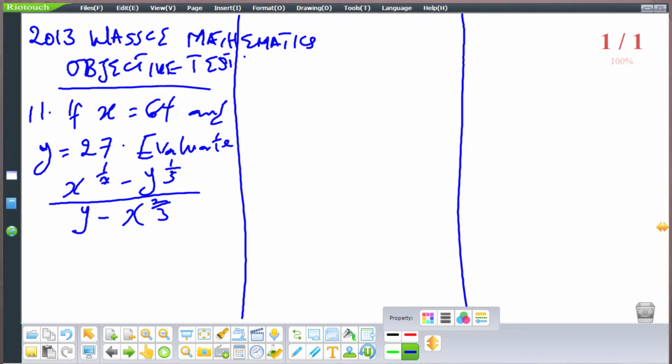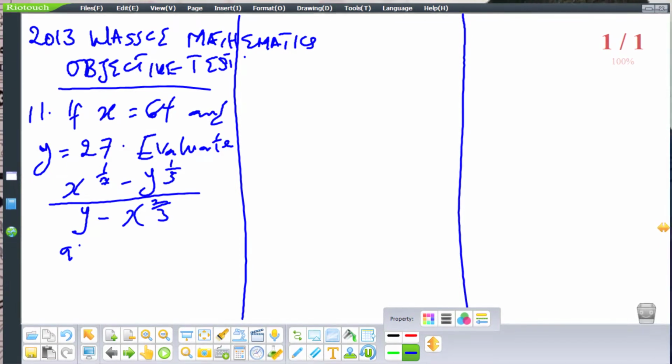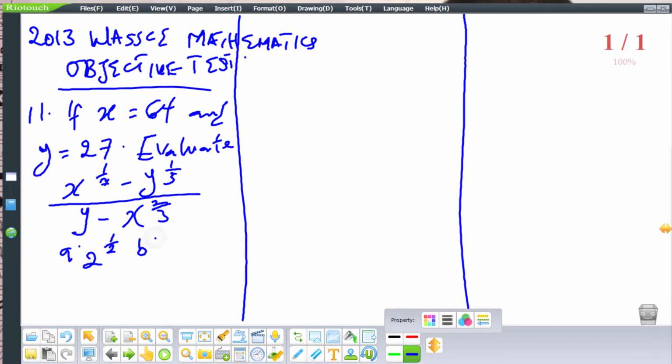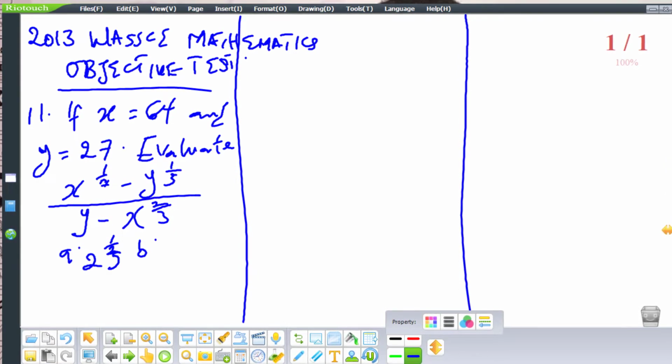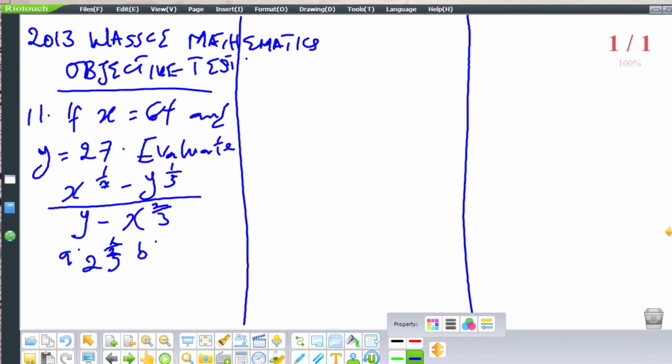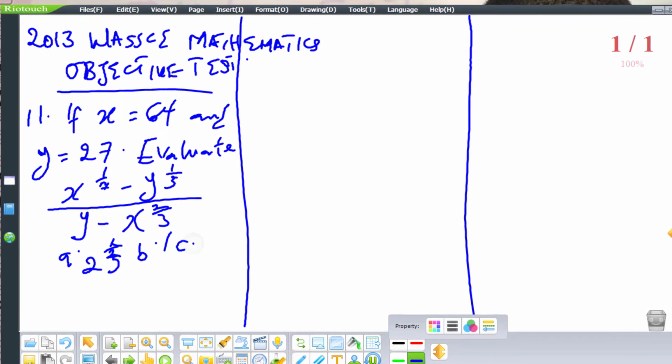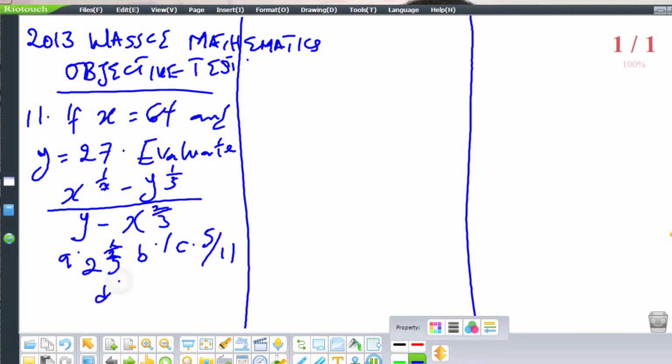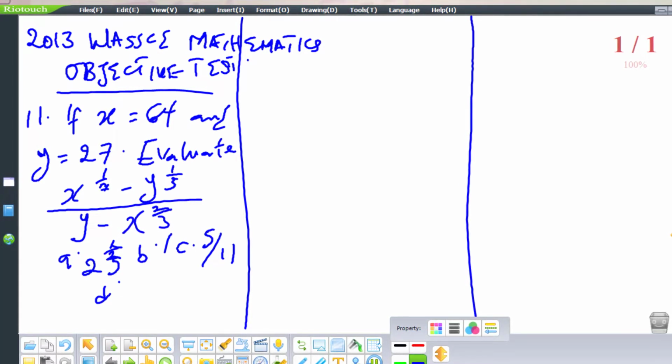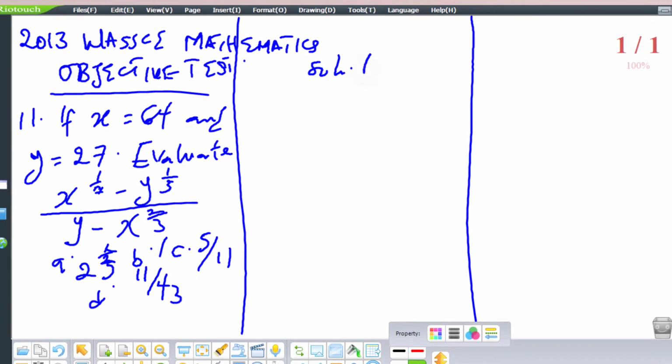Our final answer will either be A, 2 whole number 1 over 5, B, 1, C, 5 over 11, and D, 11 over 43. So let's solve and see which of the options is correct. So we move on.